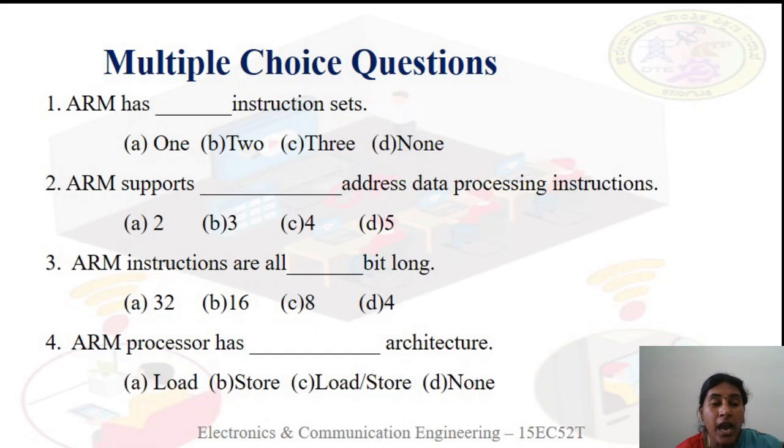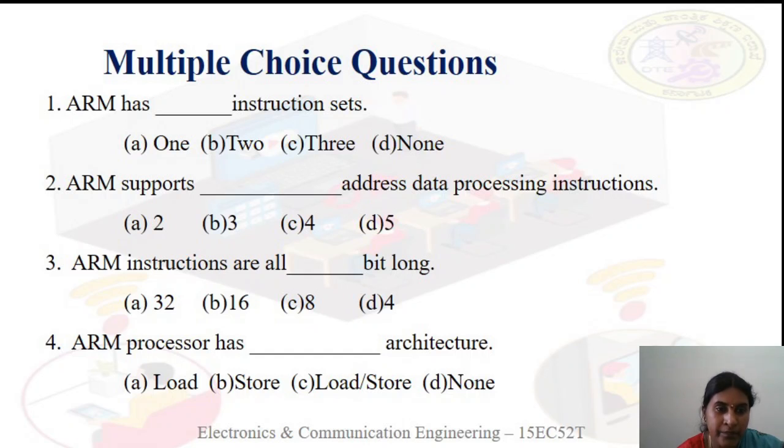Second one, ARM supports dash address data processing instruction. Just recall the instruction syntax I told you. In that instruction syntax you will have 3 addresses, that is Rd, Rn, Rm, right? So it's a 3 address data processing instruction. So ARM supports 3 address data processing instructions.